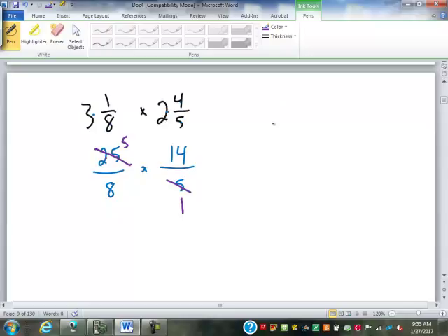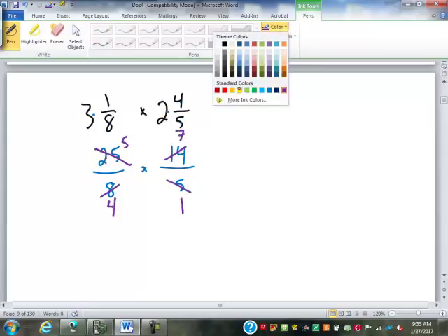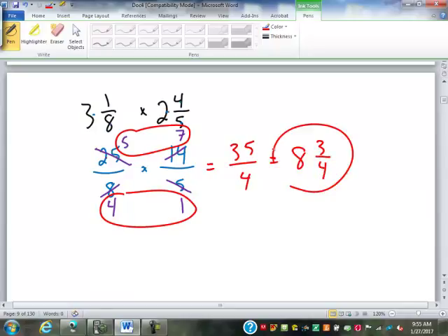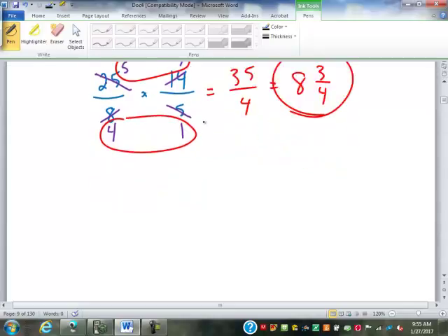That's okay. I know what you were thinking. So you got 5 and 1. Can we cross out anything else? 8 and 14 both divide by 2 to give me 4 and 7. So now 5 times 7 is 35. 4 times 1 is 4, which if you divide it out, it is 8 3/4. Not so bad? Okay. Let's look at division.